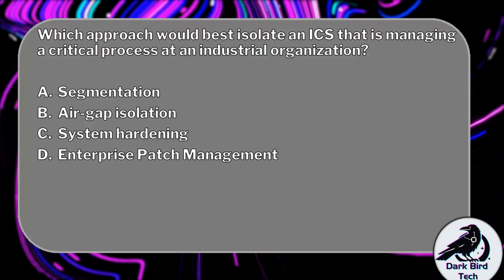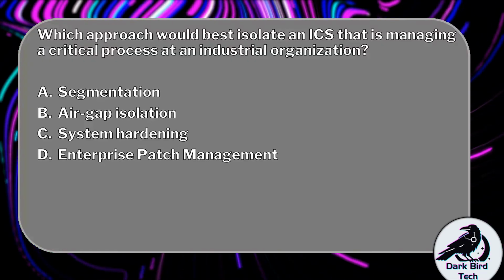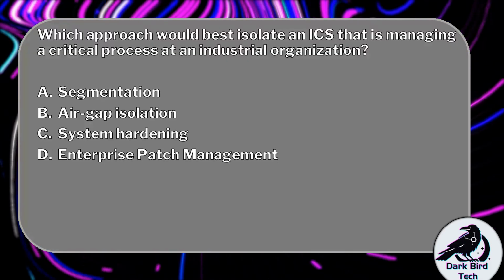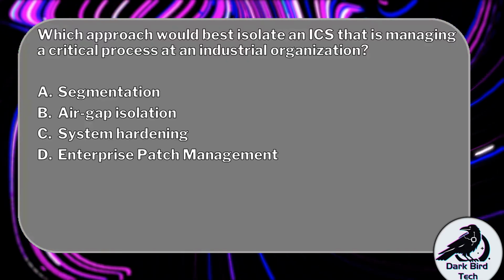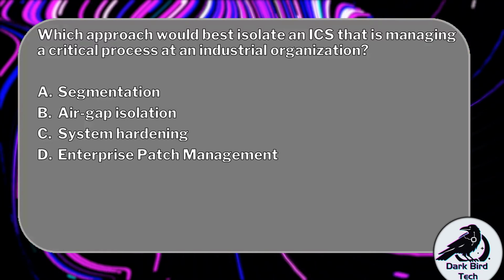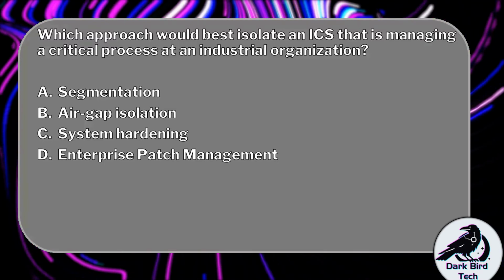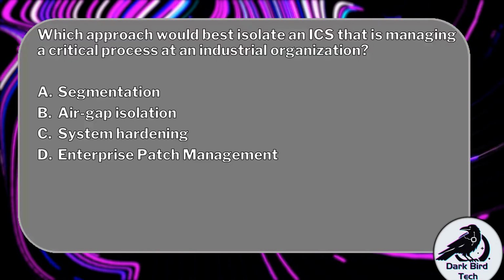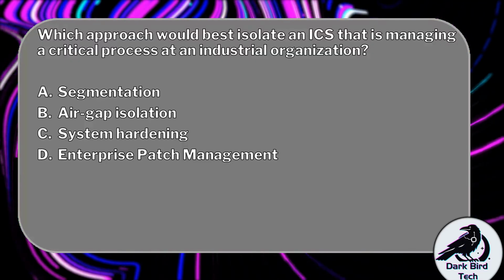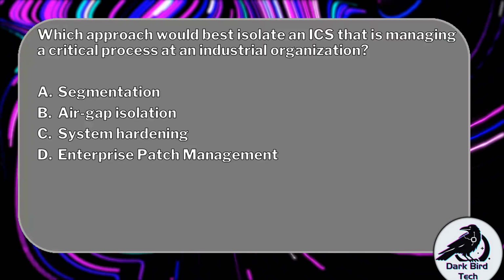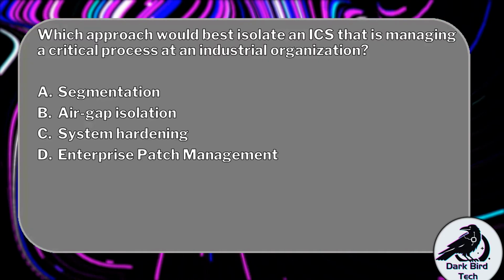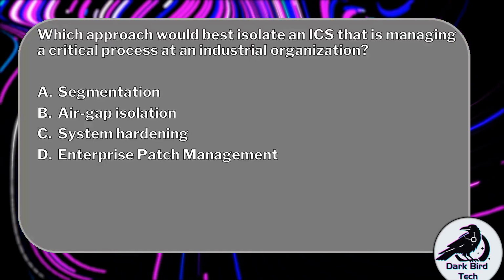Okay, so let's see. Segmentation, yeah, we could use that as a way of isolating an industrial control system by making sure it's in its own network segment. So I'm going to leave that option on the table. Air gap isolation, which is probably the ultimate form of segmentation, is also a very, very good way of isolating very vulnerable systems like industrial control systems, legacy systems, and stuff like that. So let's leave that on the table as well. System hardening?